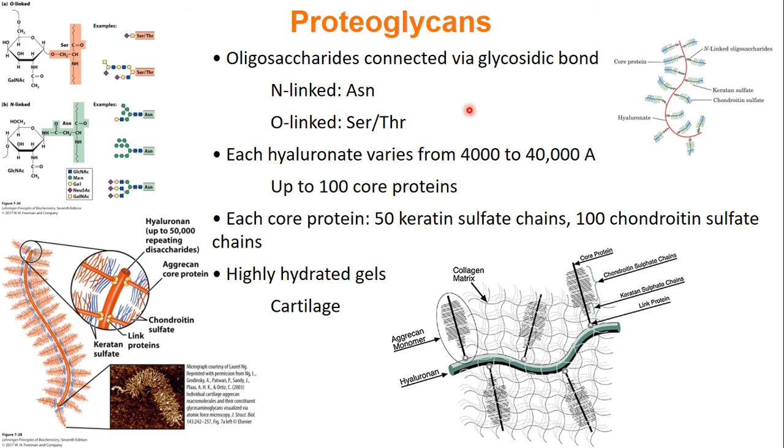Specifically, we're going to look at proteoglycans, which are these huge sugar-protein complexes that are usually on the outside of your cell. Hyaluronate is one good example.